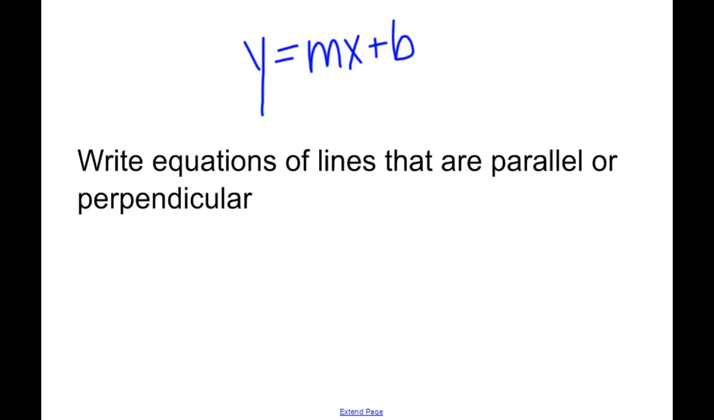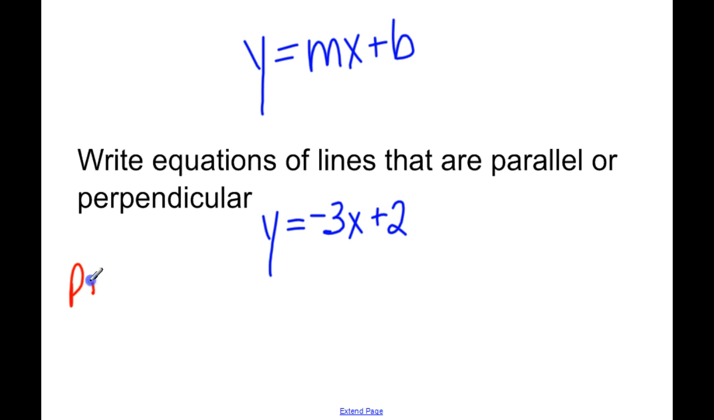I'm going to also ask you, or you should be able to write equations for lines that are parallel or perpendicular. So let's say I give you an equation y is equal to -3x plus 2. So that's going to be the starting equation. If I ask you to write an equation for a line that is parallel to that, then you're going to come over here, you're going to look at the slope, and since parallel lines have the same slope, then you're going to use m equals -3 for the slope here.